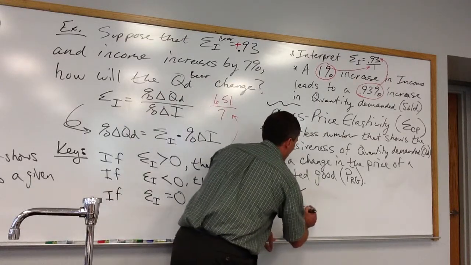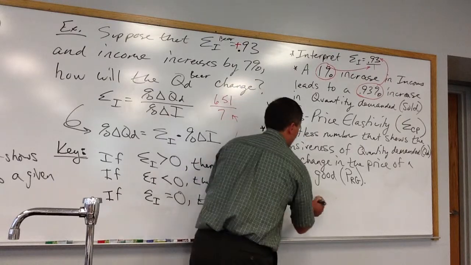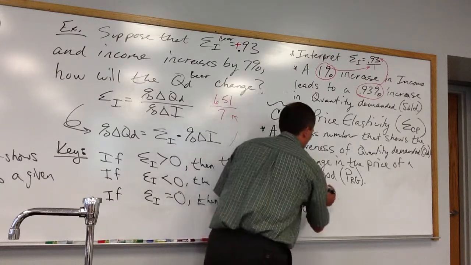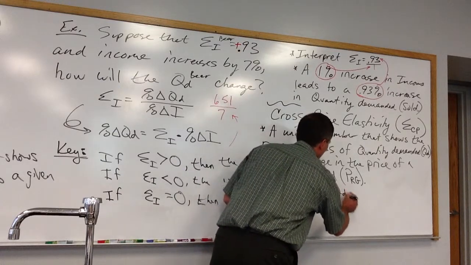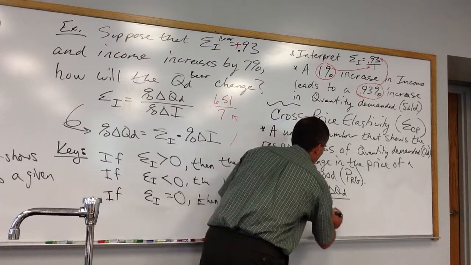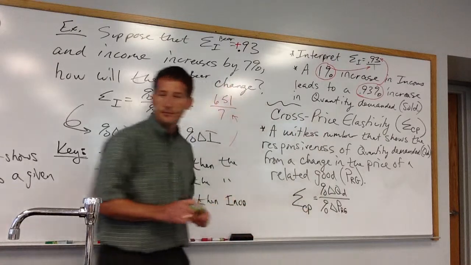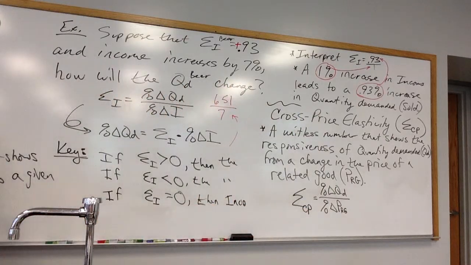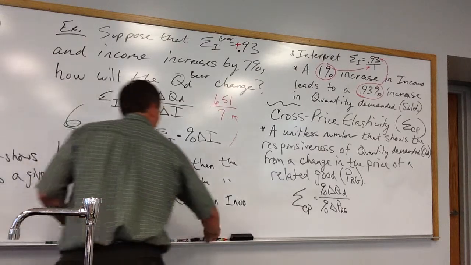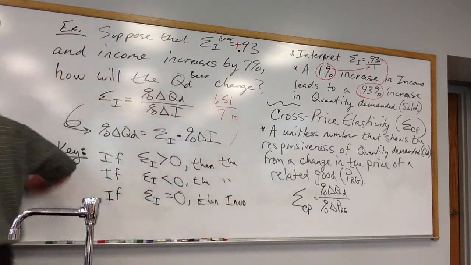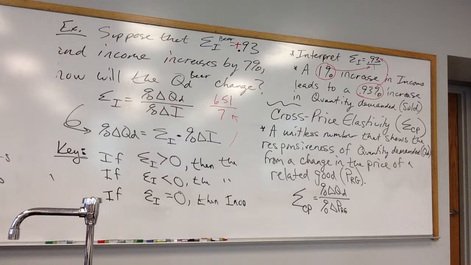Formula. The cross-price elasticity equals the percentage change in quantity demanded divided by the percentage change in the price of a related good. All right, so get rid of this stuff here.